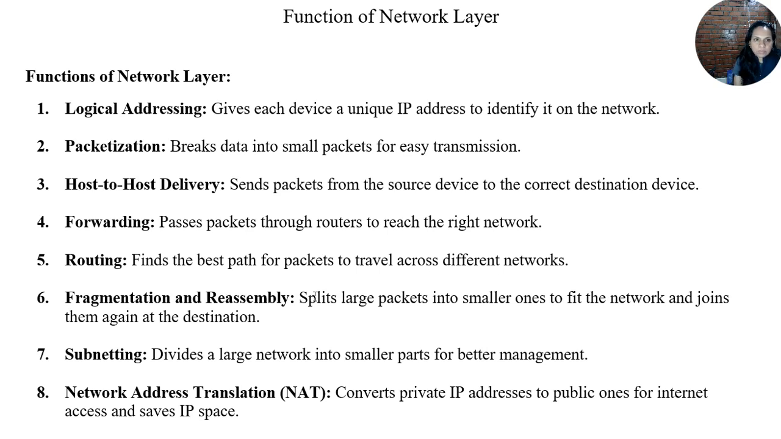Fragmentation and reassembly splits large packets into smaller ones to fit the network and joins them again at the destination. Subnetting divides a large network into smaller parts for better management. And network address translation, that is NAT, converts private IP addresses to public ones for internet access and saves IP space.